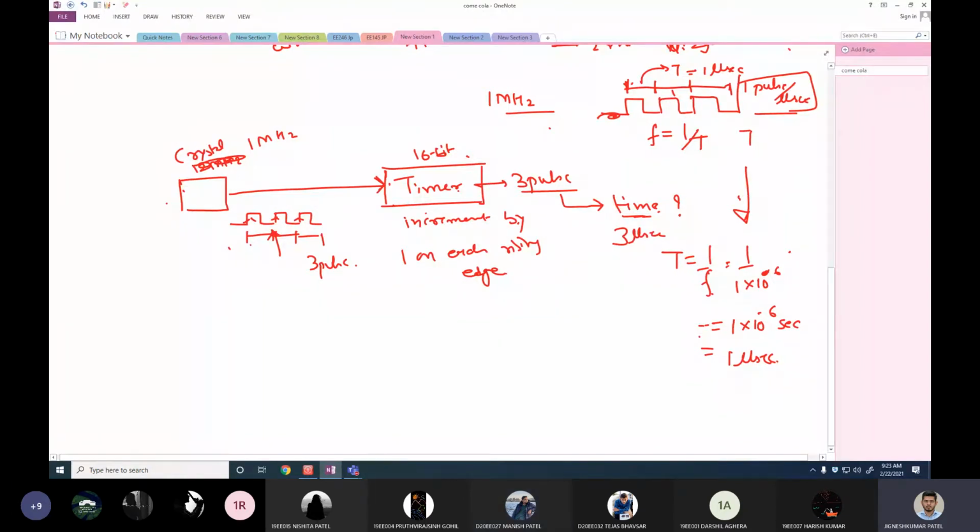How are we going to find it out? We know that 1 pulse requires 1 microsecond. What about 3 pulses? So basically 3 into 1, and that's 3 microseconds. So this is the scenario. That's why this is known as a timer. Basically this is accumulating numbers. But where is that number coming from? That number is coming from this signal. This signal is generated by a crystal, and the crystal generates a periodic signal that we represent in terms of frequency. The frequency is already provided to you.